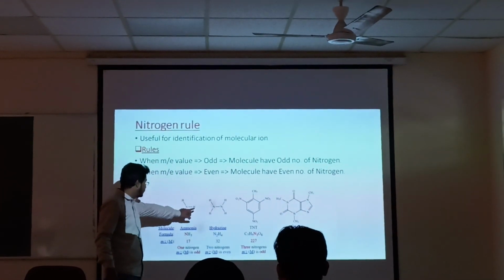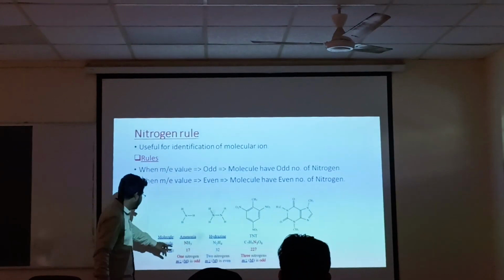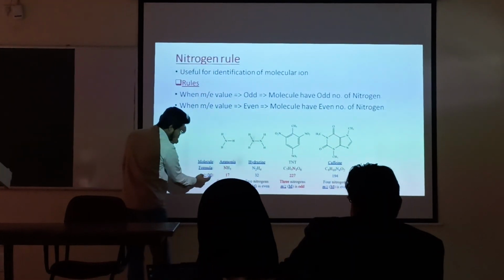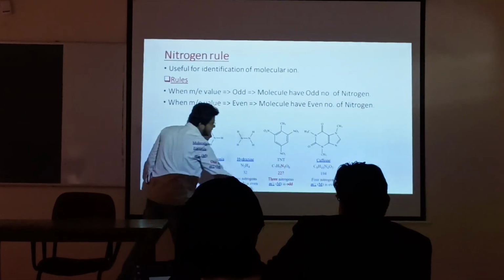Ammonia has 1 nitrogen, then 2, 3, and 4. You can see here odd, even. So the m/z value is odd, and then even.